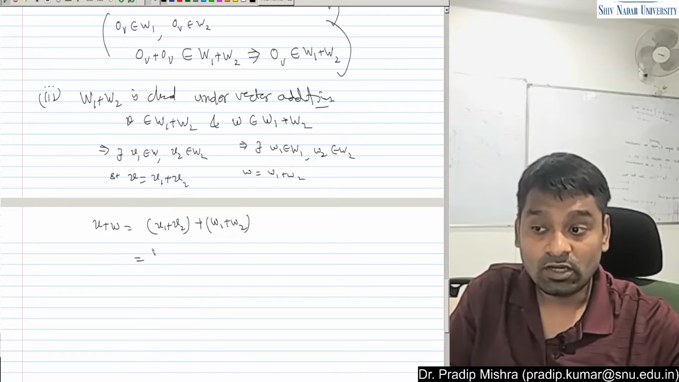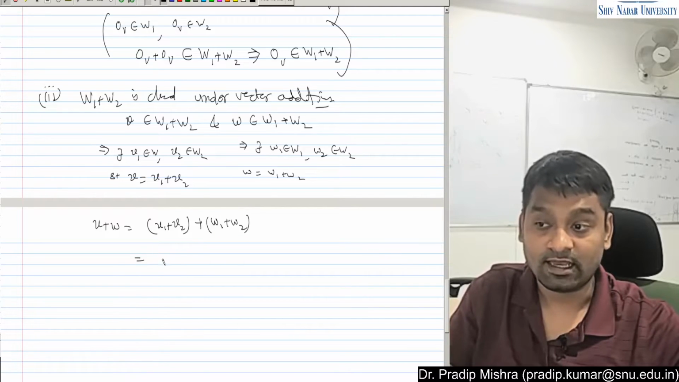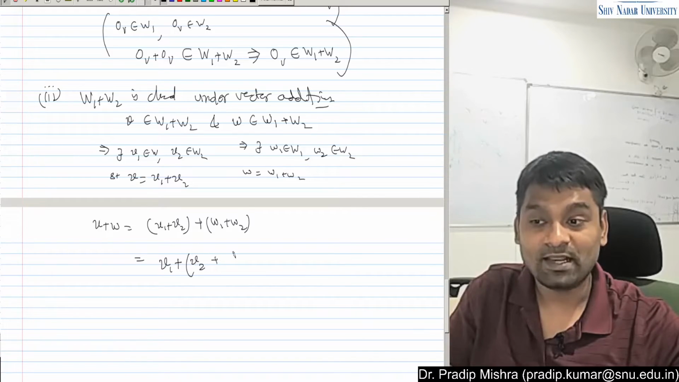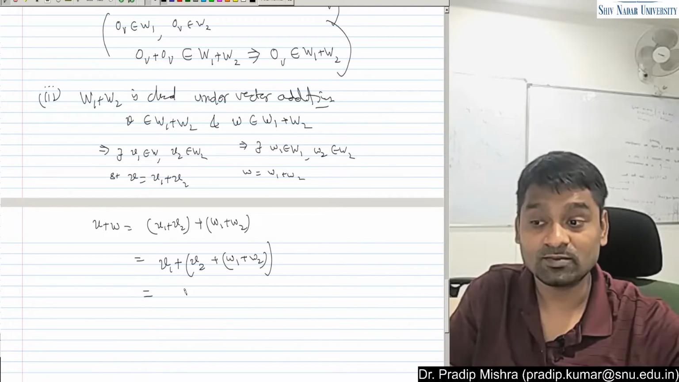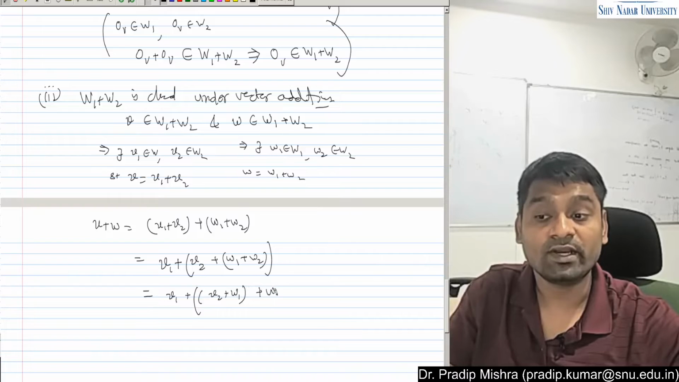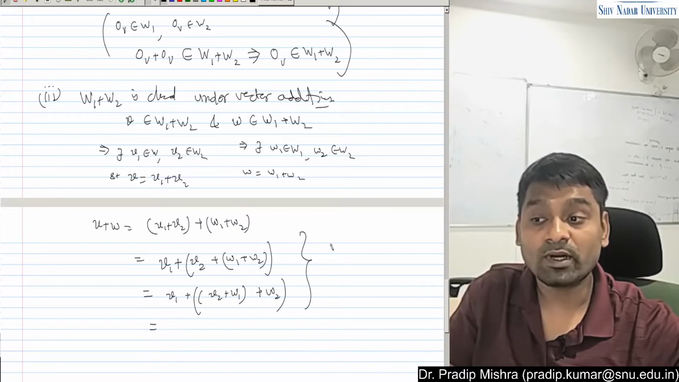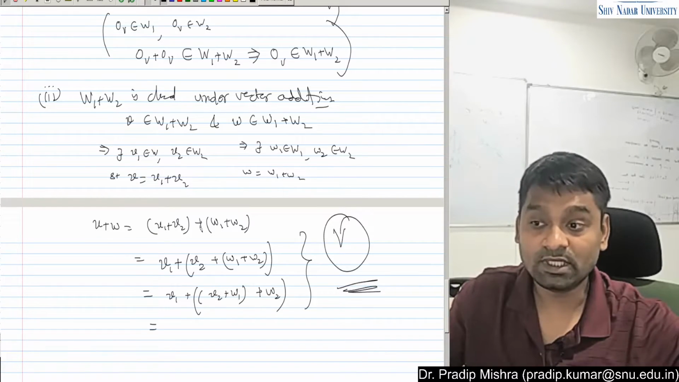Now using the associativity property, I can write this as v1 plus v2 plus w1 plus w2, and again using the associativity property of vector space, as v1 plus v2 plus w1 plus w2. What property are you using here? Not of W1 and not of W2, but the property of V, because everything is in V.